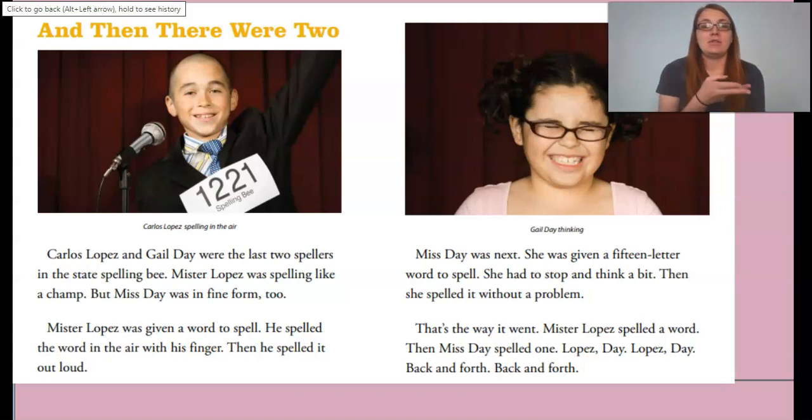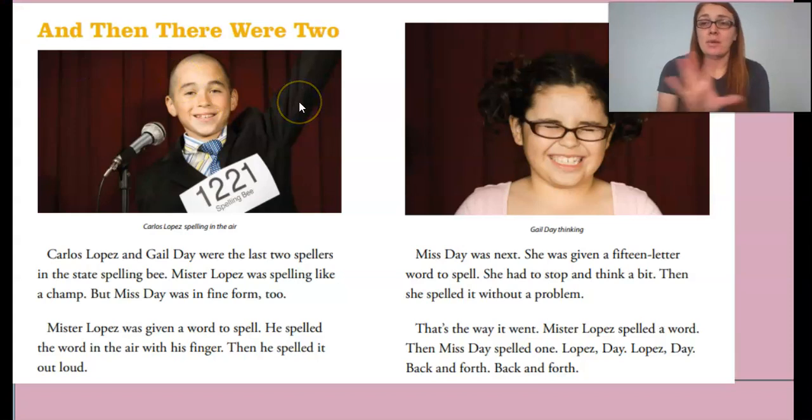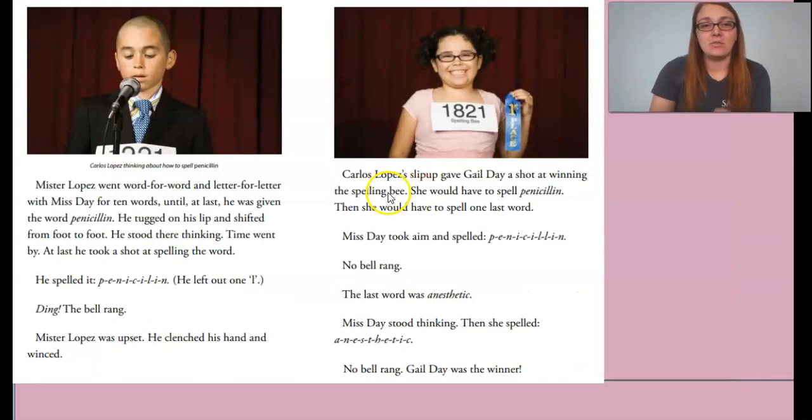So you see at the top, there's a picture of Carlos Lopez. It's Carlos Lopez spelling in the air, and then Gail Day thinking. Remember, the pictures and the captions help give us more information about the story.